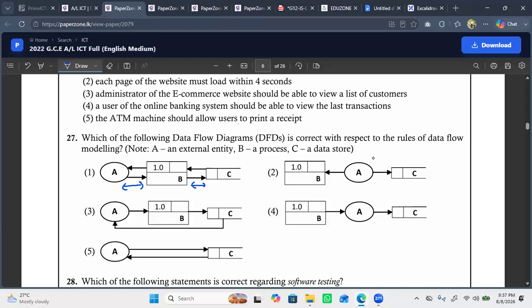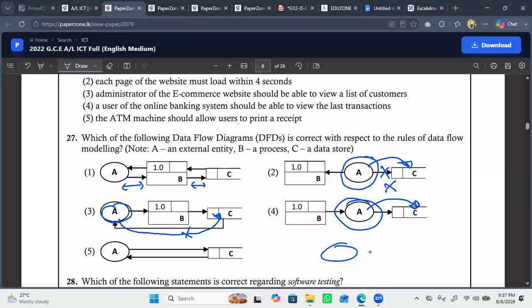Now again, see, the entity is directly accessing the data store. Correct or not? Wrong. External users should not have direct access to databases. You cannot have that. Here also, external entities have direct access to the database. Wrong. This is also wrong. Again, here external entities are accessing the data store directly. Wrong.